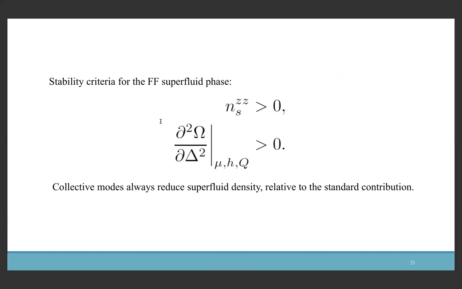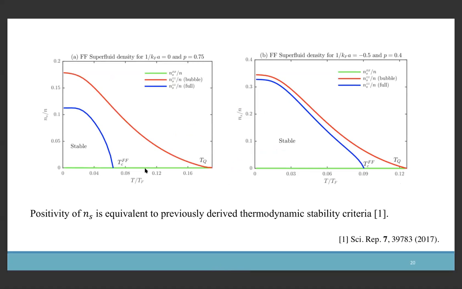So in order to have a stable Fulde-Ferrell phase, you need to have a positive superfluid density. And there's also another condition on the thermodynamic potential derivatives. And it turns out that using these two conditions, the collective mode contribution is always negative. So the collective mode will always suppress the superfluid density in comparison to this first term.